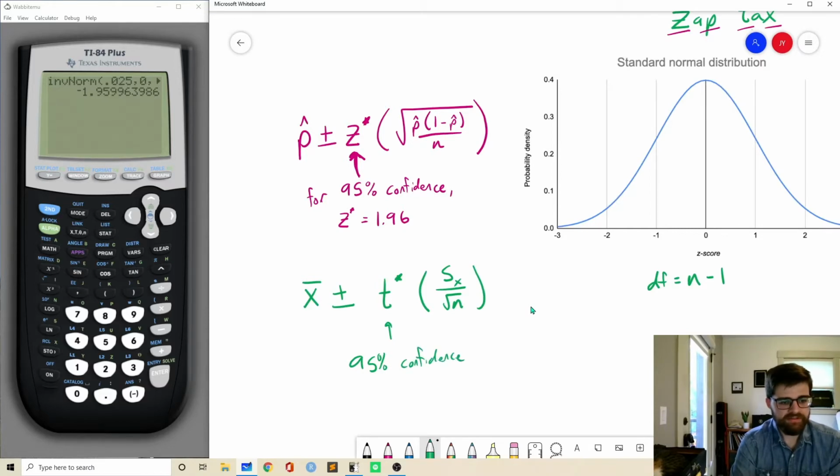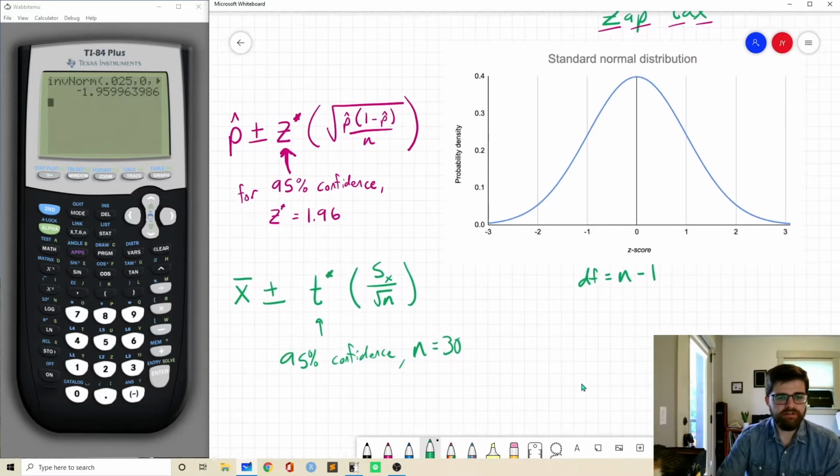And we also need to talk about the sample size when worrying about t distributions. Let's say our sample size is 20, or let's go 30. So we have a sample size of 30 and we want 95% confidence.